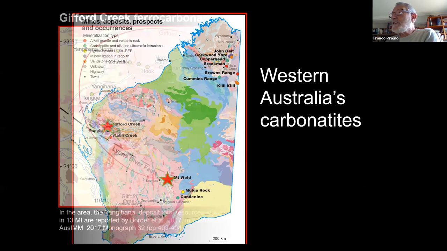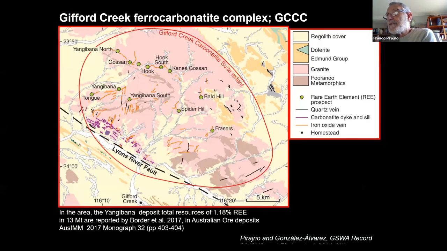This is the Gifford Creek ferrocarbonatite complex, and it's quite complicated because the actual carbonatite sills are down here, but there is additional material. This is, by the way, the fenitic alteration, which affects this huge part of the country above it. It's 5 kilometers, so you can see the carbonatite extent is quite enormous. But the main ferrocarbonatite is down here. In this area, the Yangibana deposit has a total resource of 1.18% rare earths in 13 million tons, as reported by Borrok in the AusIMM Monograph 32.